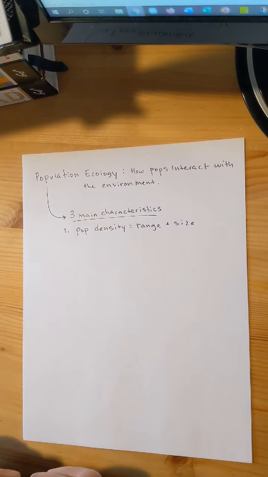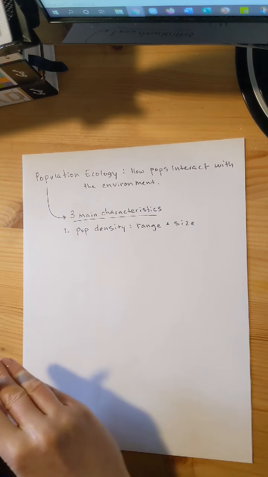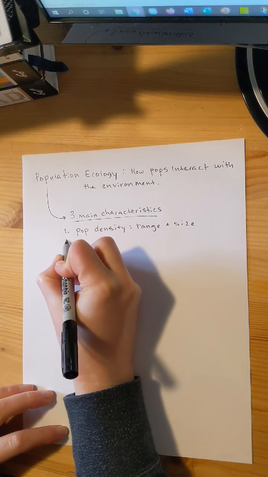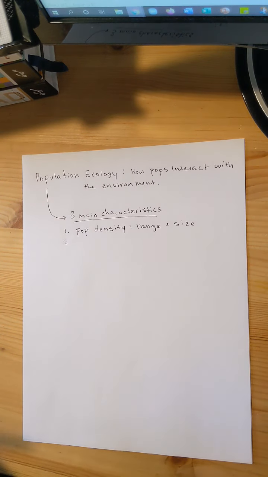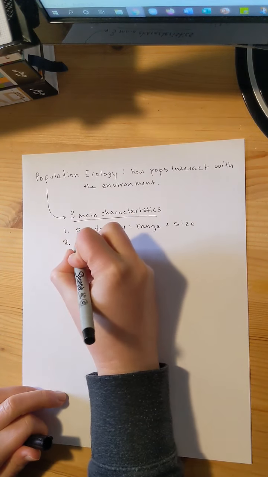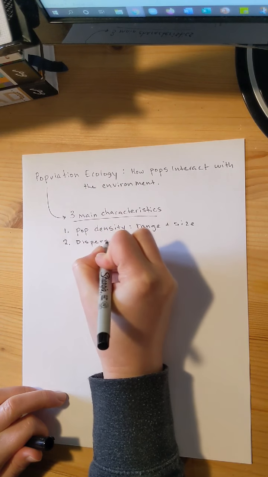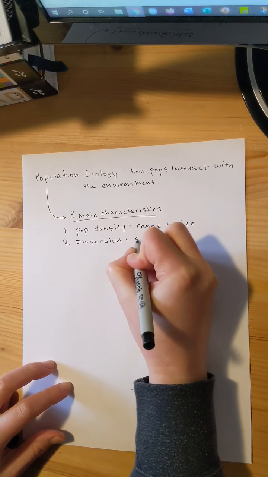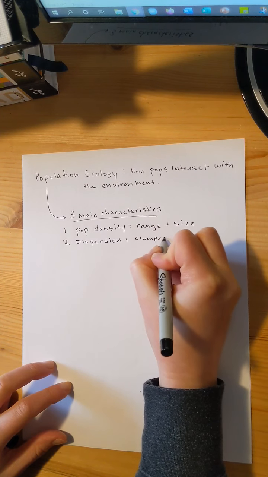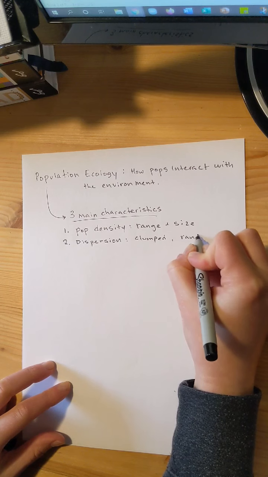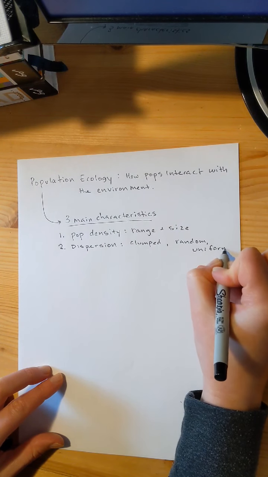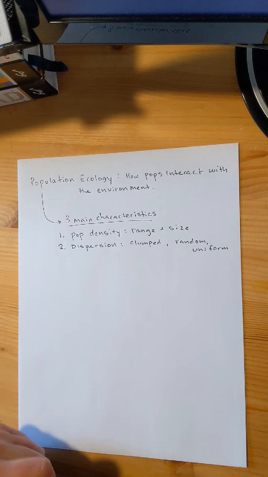All right, back to our notes. Now that we've seen some examples of range, the second thing that we look at when we talk about population ecology is, get a better pen, dispersion. So dispersion patterns are going to be clumped, random, or uniform. You read about that in your book.